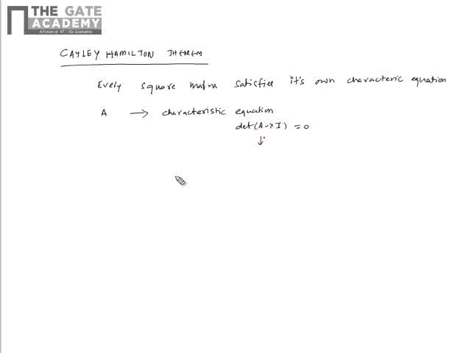Say if it is a 3 by 3 matrix, then this will be a cubic equation. So let's say lambda cube plus B lambda square plus C lambda plus D is equal to 0. Basically the first coefficient will be 1 only. Now what this theorem says is that when this is the characteristic equation, the square matrix also satisfies this characteristic equation. So what it means is, in the place of lambda you can substitute the matrix itself.